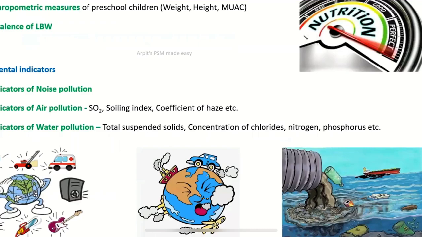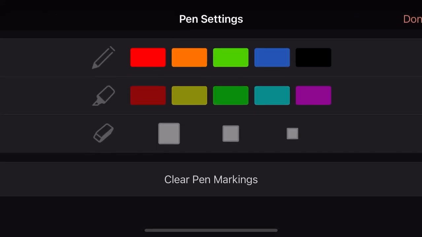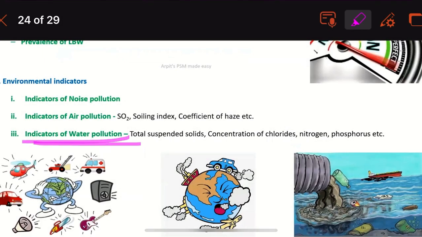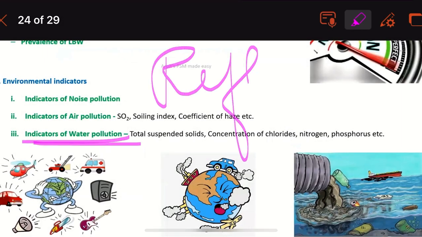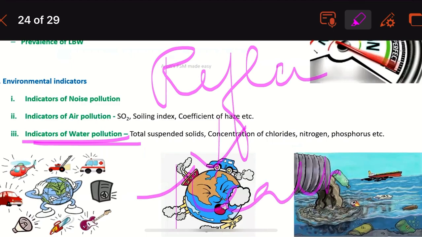All these indicators will help us to understand. It gives us a reflection of the current status of that situation. How is the pollution in that community? What is the reflection of that particular pollution on health is what is being assessed here.